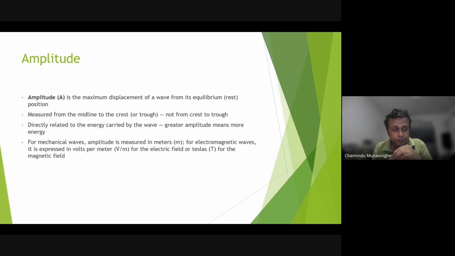So now, in an electromagnetic wave, it is measured in volts per meter. So that's like the electric field strength, or Teslas for the magnetic field. I think we are not going to talk very deep into this. And in the case of an electrical signal, we can basically use volts. Right? So in RF, we measure it in volts per meter.